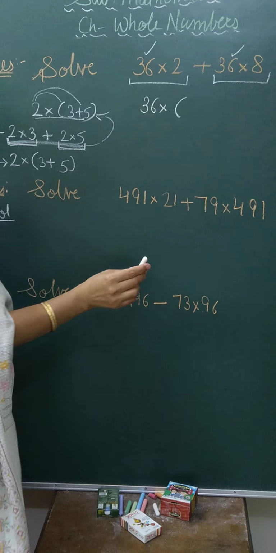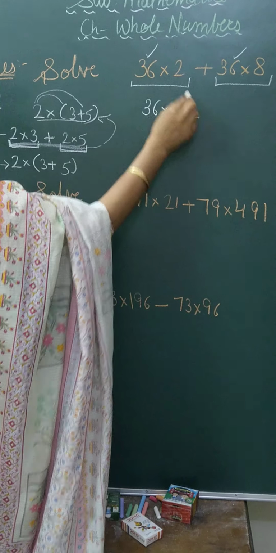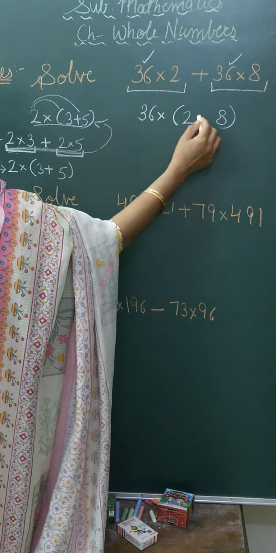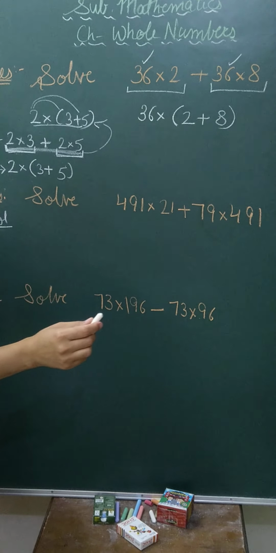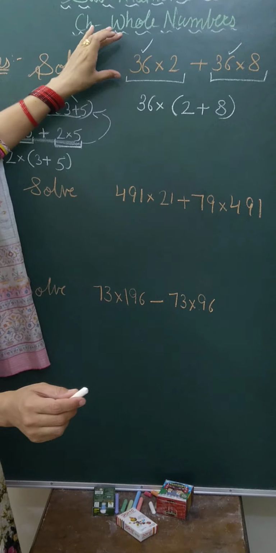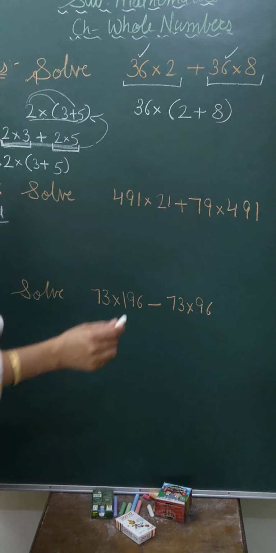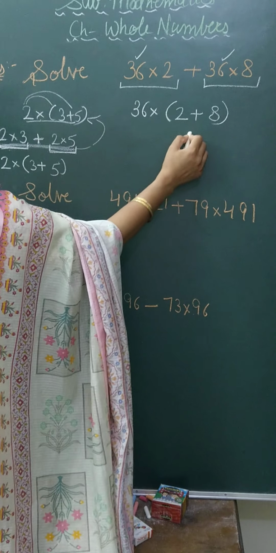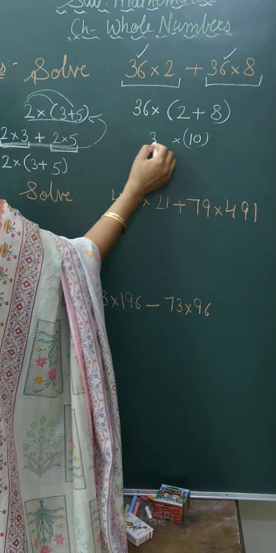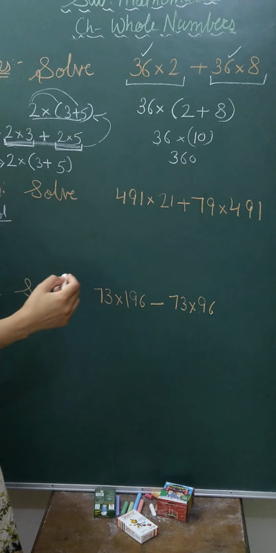Now you will put a gate, a bracket, and then you will write the leftover numbers, that is 2. First guest, first person in the house, then second person is 8 and plus sign. So yesterday we started from here and we reached here. Today we are starting from the second step and we will be reaching the first step. And now we have to solve. Now 8 plus 2 is 10. Bracket solved. Now 36 into 10 is 360.